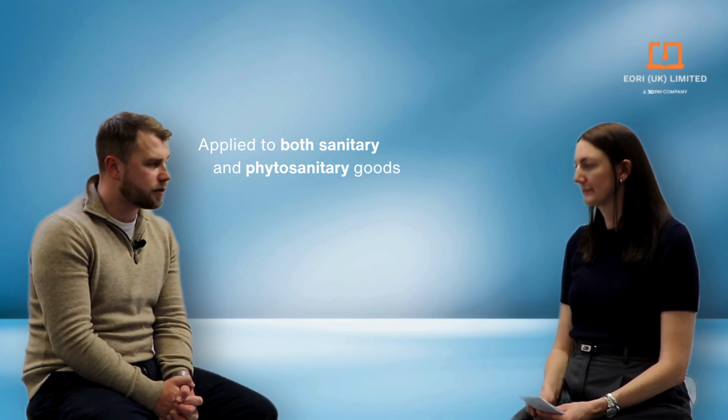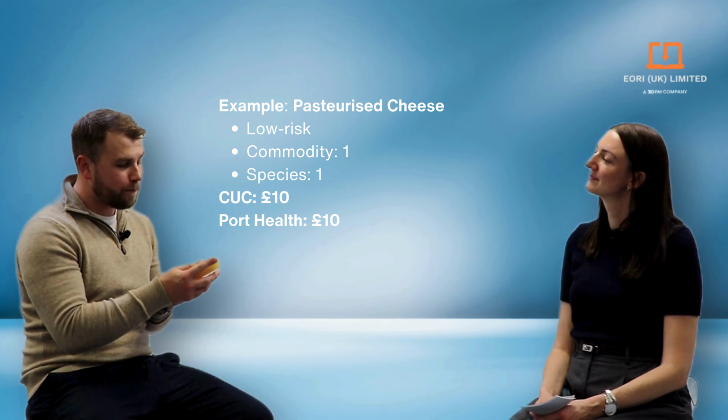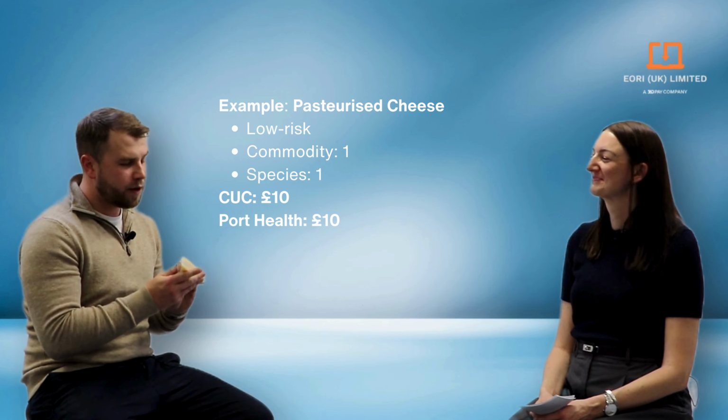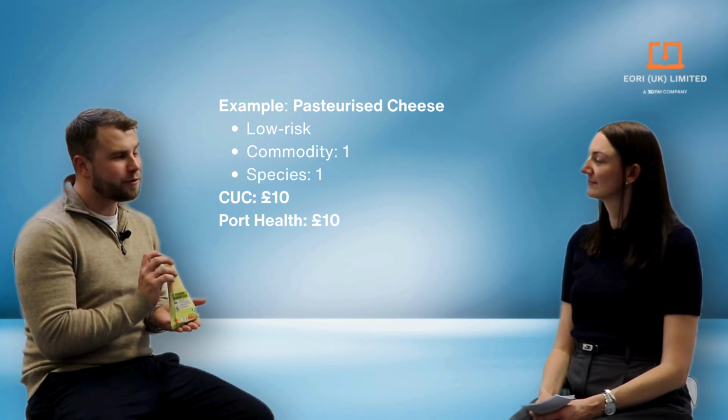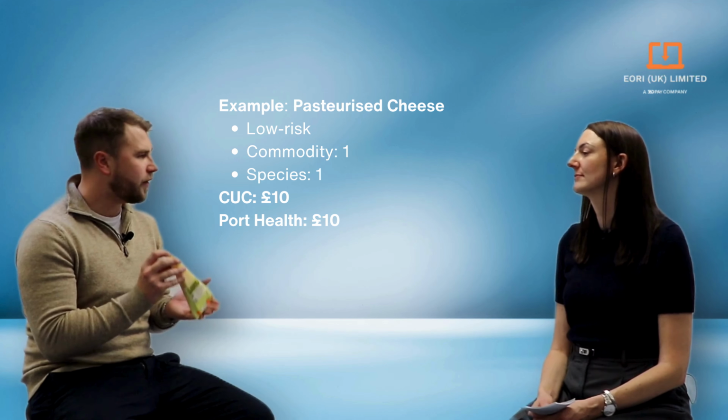Makes sense. Does this apply to sanitary and phytosanitary goods? Yes, it does. Brilliant. Can you give me some practical examples? I can, and we've got some props for that. So we talk about low risk. We have a piece of cheese here made with pasteurised milk, Pecorino Romano. This would be £10 through the CUC, 1 commodity code, 1 species, £10 for Ashford Port Health, very cheap. If you received a £20 charge on a 1 pallet import, you'd say, okay, that's quite reasonable.